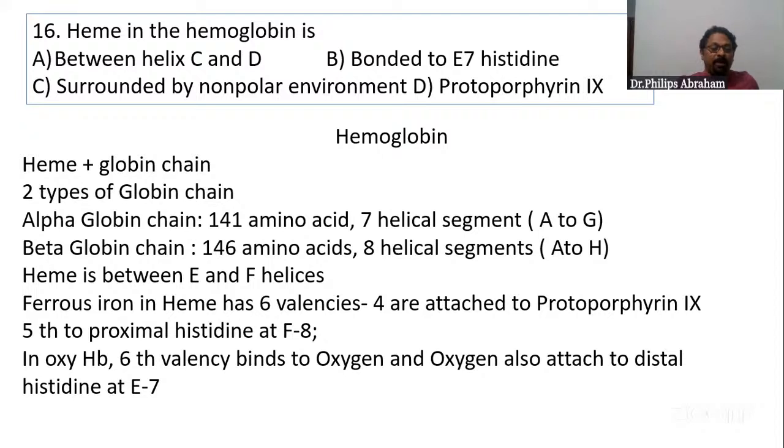Heme is a non-protein part attached to every globin chain, in between the E and F helices, through a histidine atom. Histidine is basic, so it's polar only. Histidine is polar, a basic amino acid. So C is also, now we can rule that out. The answer is protoporphyrin 9 with iron atoms.